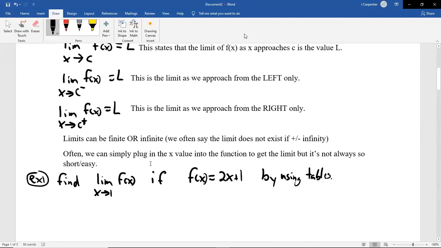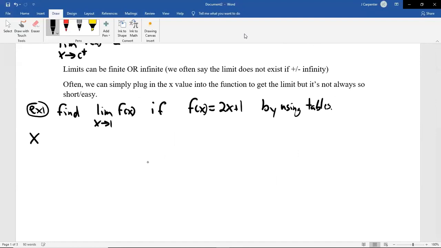So we want to do a table of values. And this is what we're going to set it up like. I'm going to use red for the numbers we're going to plug in. Let's do an x value of 0.9. That's a terrible looking 9.